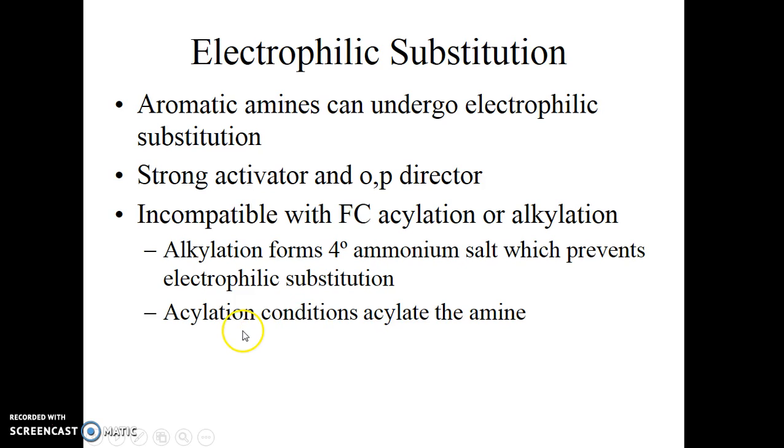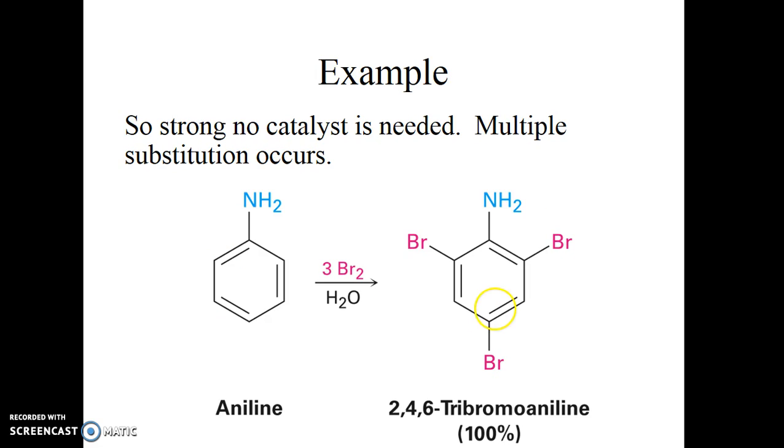Acylation will not occur because acylation conditions will acylate the amine and cause the amide to form. So keep in mind that an amine is a very strong activating agent, and it's so strong that when we go to brominate, we don't even need aluminum bromide to act as a catalyst to help the electrophilic substitution. Bromine, just like with phenol, adds directly to the ring, and it keeps adding because it's so activated.